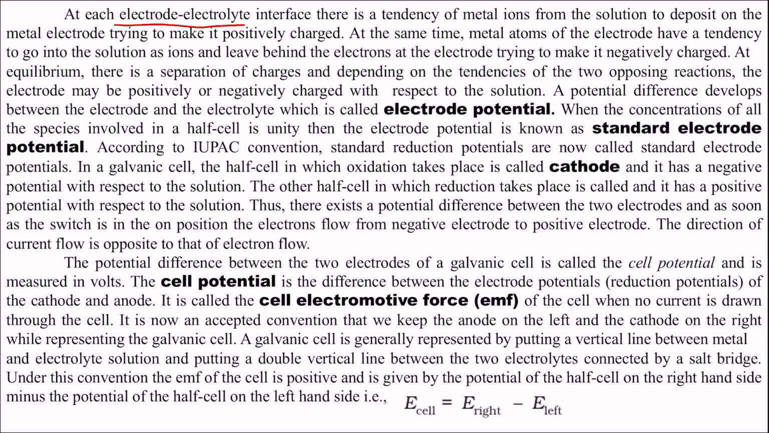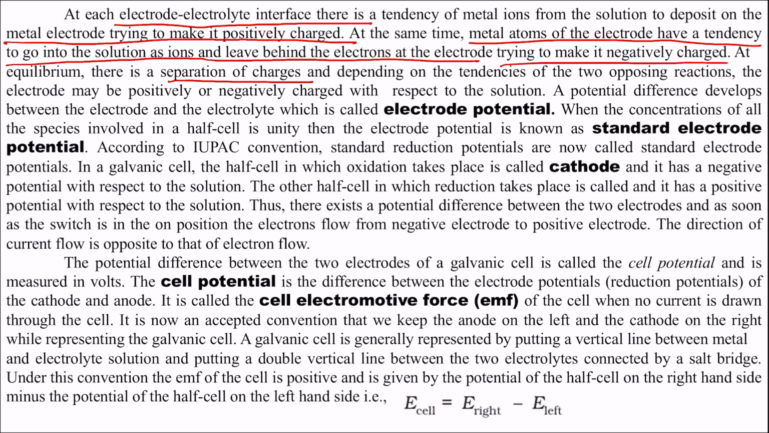At each electrode-electrolyte interface, there is a tendency of metal ions from the solution to deposit on the metal electrode, trying to make it positively charged. At the same time, metal atoms of the electrode have a tendency to go into the solution as ions and leave behind electrons at the electrode, trying to make it negatively charged. At equilibrium, there is a separation of charges. Depending on the tendencies of the two opposing reactions, the electrode may be positively or negatively charged with respect to the solution.